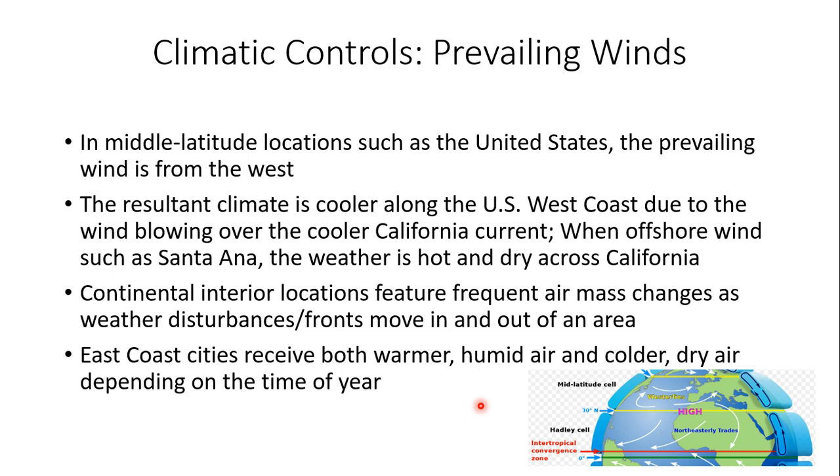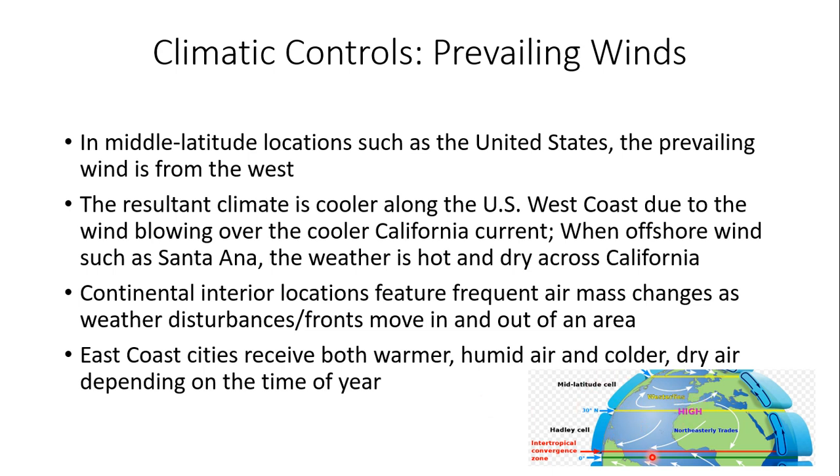Continental interior locations feature more frequent air mass changes overall. There are a lot of weather disturbances and various frontal systems that move across interior locations. And the East Coast in general receives both warmer, humid air in the summer, where you get maritime tropical air and a more predominant southwesterly wind, and then colder, drier air from the northwesterly winds in the wintertime.